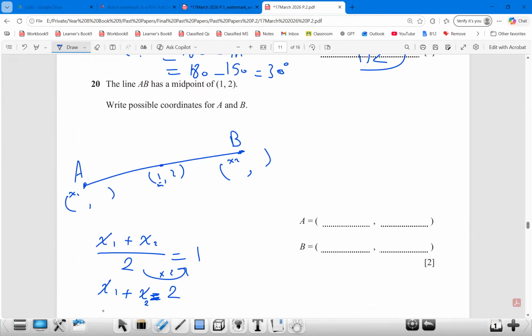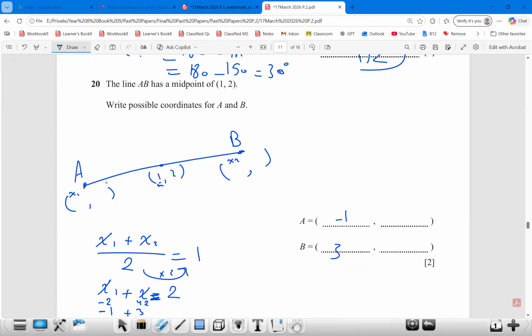Can I choose, for example, if I choose here, let's say negative 1, and this is 3. Will it work? Yes, definitely. Negative 1 plus 3 is 2. So negative 1 and 3. Oh, what if I chose negative 2 and here 4? Also, it will work. Negative 2 plus 4 is 2. Divided by 2 is going to give you 1. So any two numbers that will add up to 2 will work here.